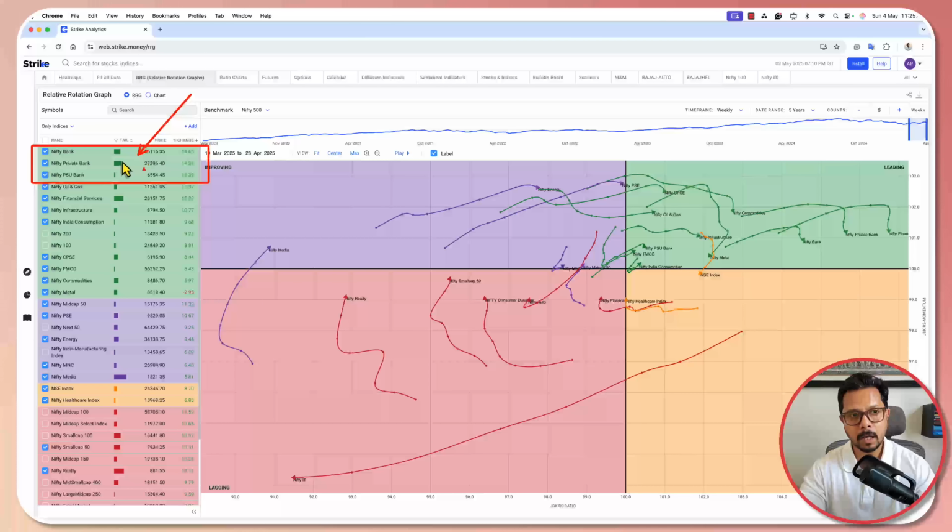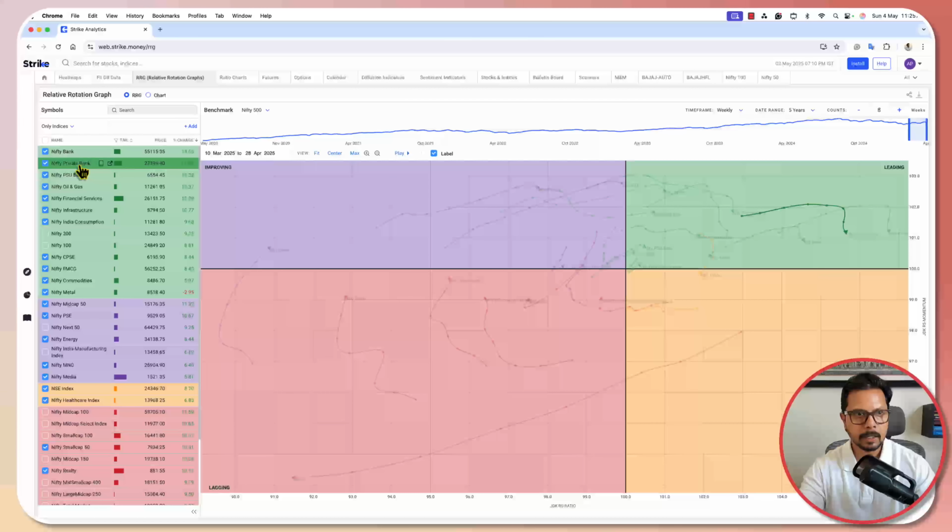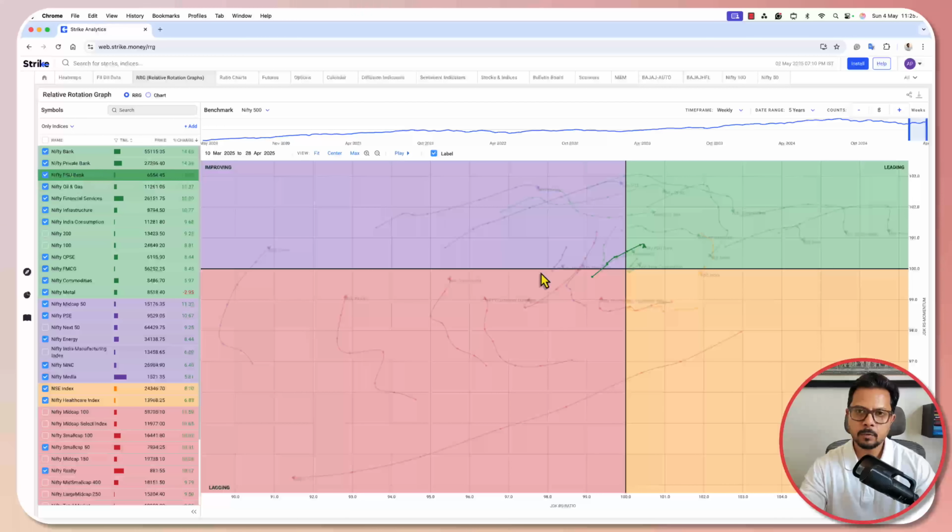I would like to see how they are individually placed on the RRG graph. They are in the leading quadrant. They are slowing down a little bit. That is, their momentum of relative strength is slowing down. Private bank shows a similar kind of a fall. The PSU bank is giving us a different kind of a reading. The PSU bank seems like it is trying to do a catch-up game.